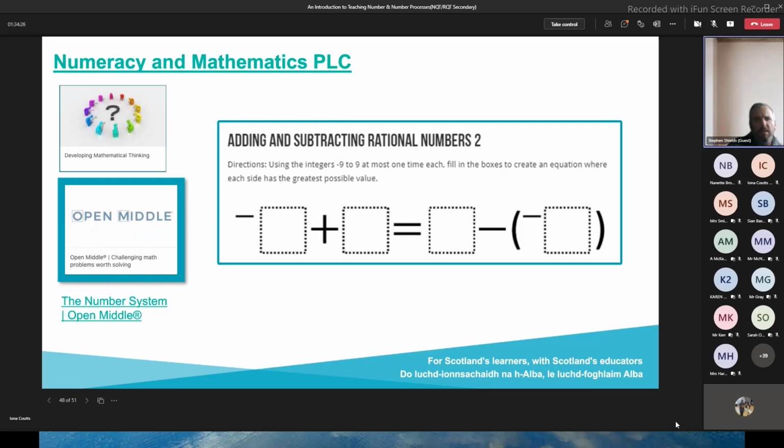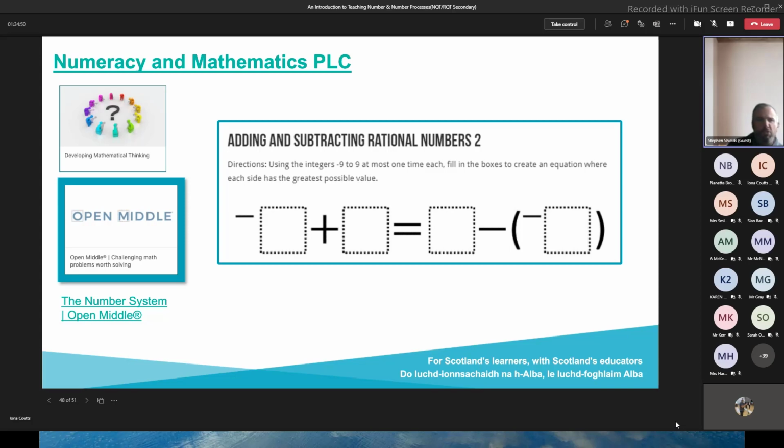Iona, the next one, if you just put it up for me, is open middle. It's a lovely problem. Mrs. O'Donnell said that she uses open middle for encouraging thinking. They are absolutely brilliant. Sometimes the open middle problems can all kick off because people think they've got the answers, and then all of a sudden someone comes in with a different answer, or a better answer, so to speak. So they're really, really good. That's linked to their PLC.